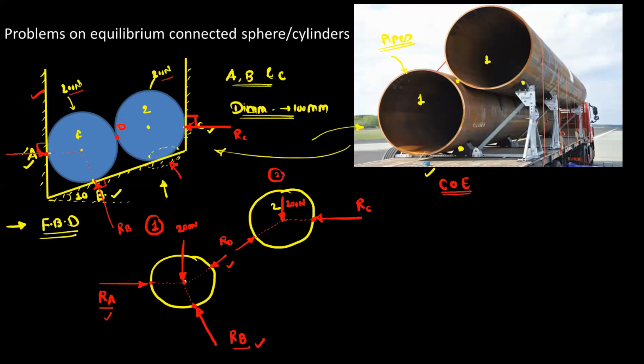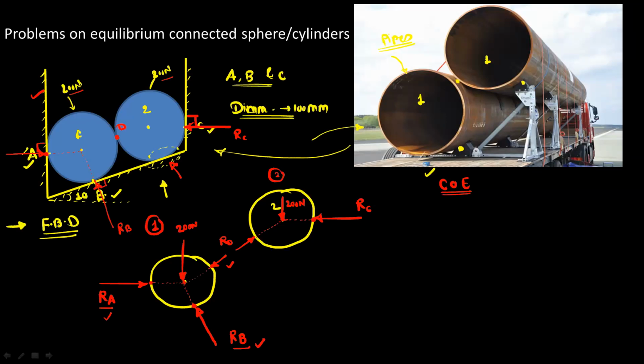So there are three unknowns, but this system is a concurrent force system, so we can only use two conditions of equilibrium: summation Fx equals 0 and summation Fy equals 0. With three unknowns and only two conditions, we cannot solve the free body diagram of cylinder 1 directly. So refer to cylinder 2.